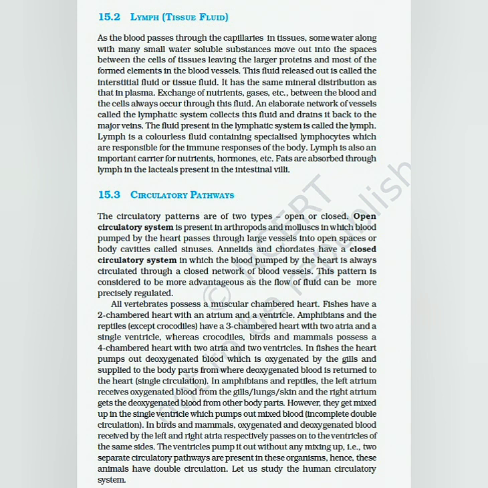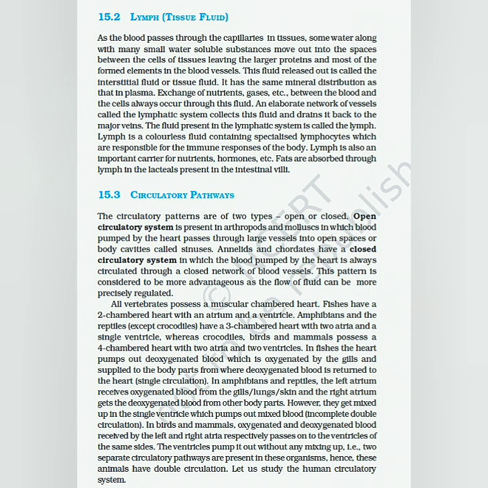In fishes, the heart pumps out deoxygenated blood, which is oxygenated by the gills and supplied to the body parts, from where deoxygenated blood is returned to the heart. This is single circulation. In amphibians and reptiles, the left atrium receives oxygenated blood from the gills, lungs, skin, and the right atrium gets the deoxygenated blood from other body parts. However, they get mixed up in the single ventricle, which pumps out mixed blood.